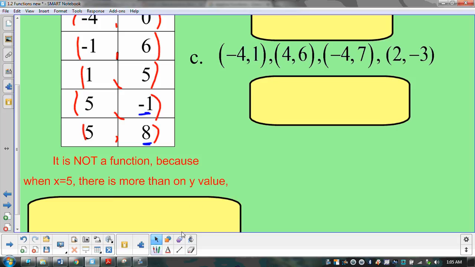Take a moment and make sure you have copied down the table and you have written the sentence with the answer. It is not a function because when x equals 5, there is more than one y value.